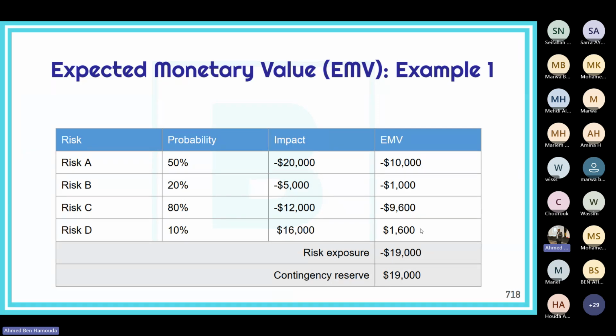Now, if we sum up all these expected monetary values, minus 10,000 plus minus 1,000 plus minus 9,600 plus 1,600, that gives us a negative risk exposure of minus 19,000. Therefore, since the risk exposure is negative, we need to put 19,000 in the contingency reserve. Now, you calculate or prepare this during your planning.